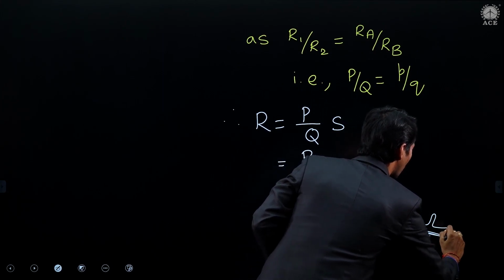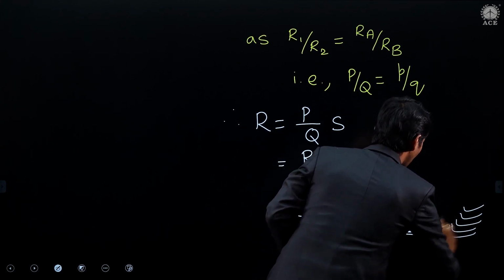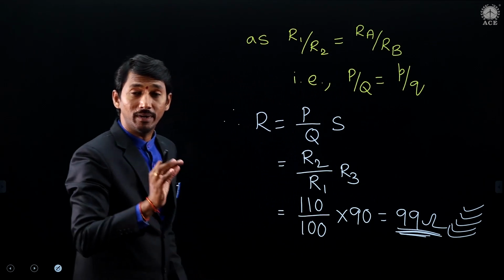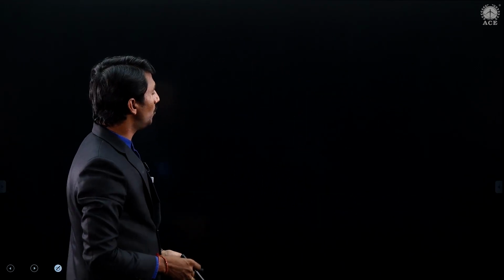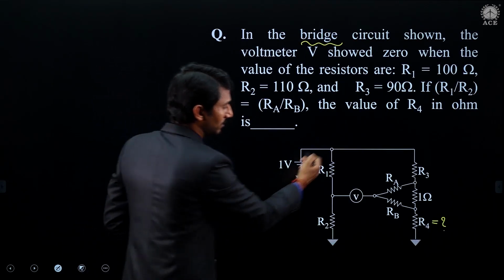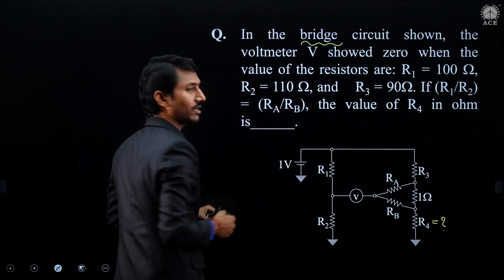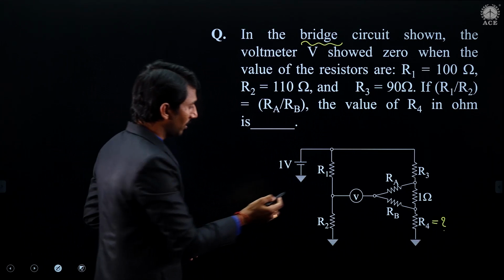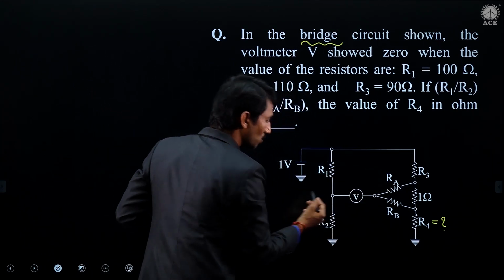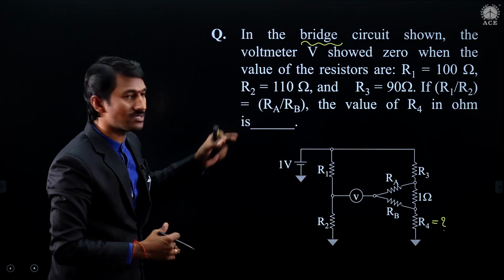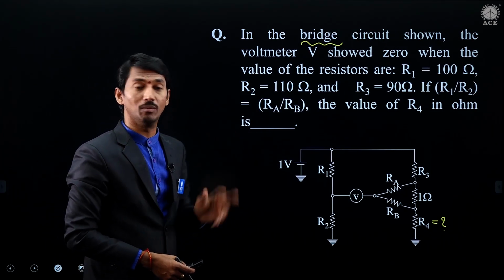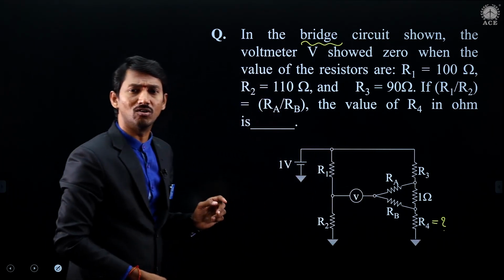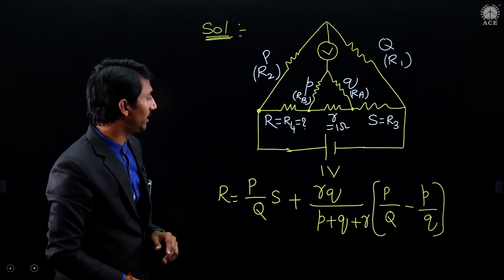Therefore, the required value is how much? 99 ohms. In this, I have explained elaborately, step by step. But the moment you see the picture, two ratios are equal. Two ratios are equal means this ratio and this ratio are equal. So by this statement only, you need to understand that this is related to the Kelvin double bridge.